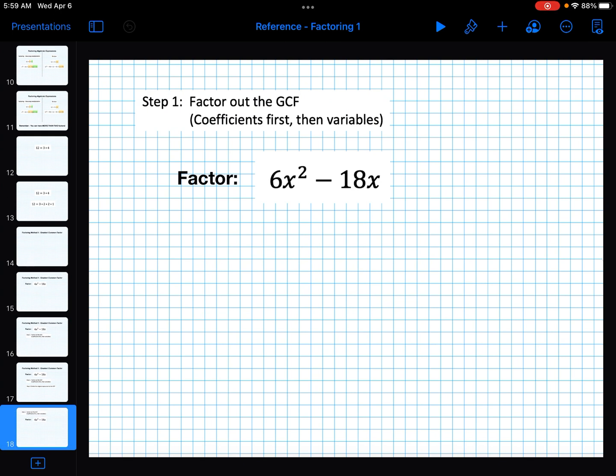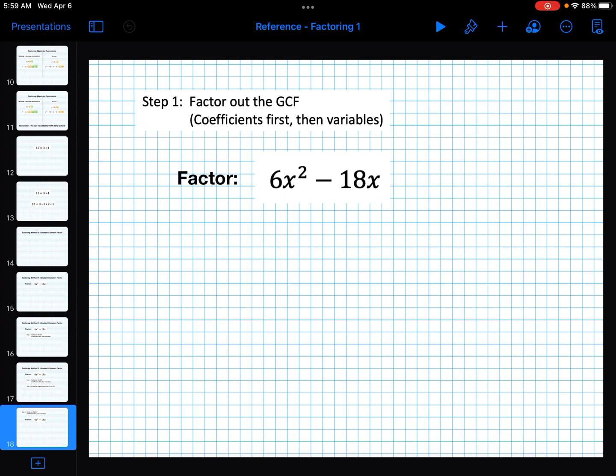Okay, so let's start with step 1. We're going to factor out the greatest common factor from this expression. There's 2 terms here, the 6x squared and the minus 18x. So we're going to start with coefficients. Remember I said earlier, knowing what the words mean can really help you understand what to do here.